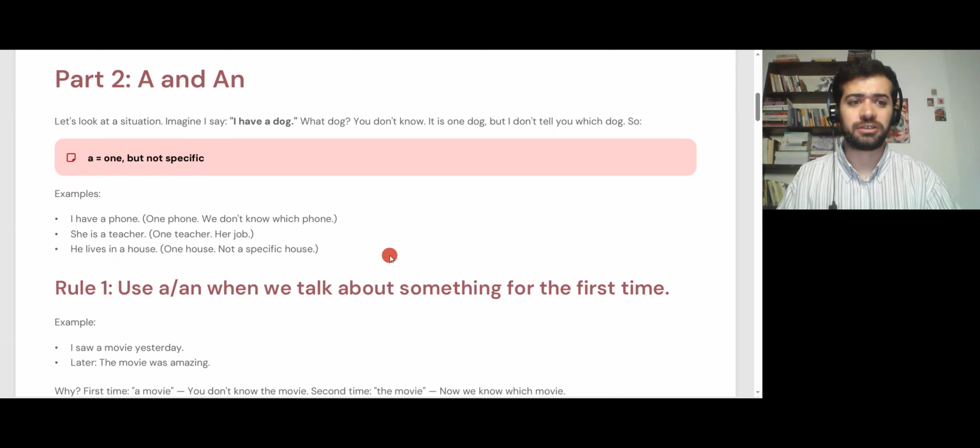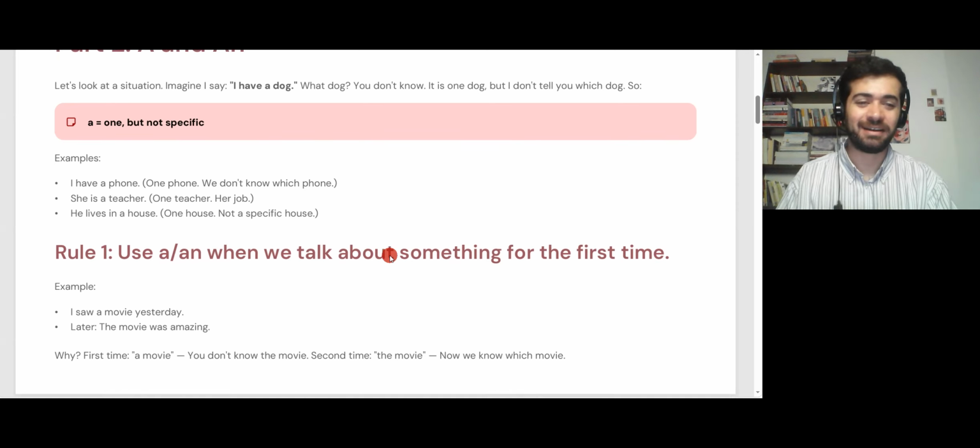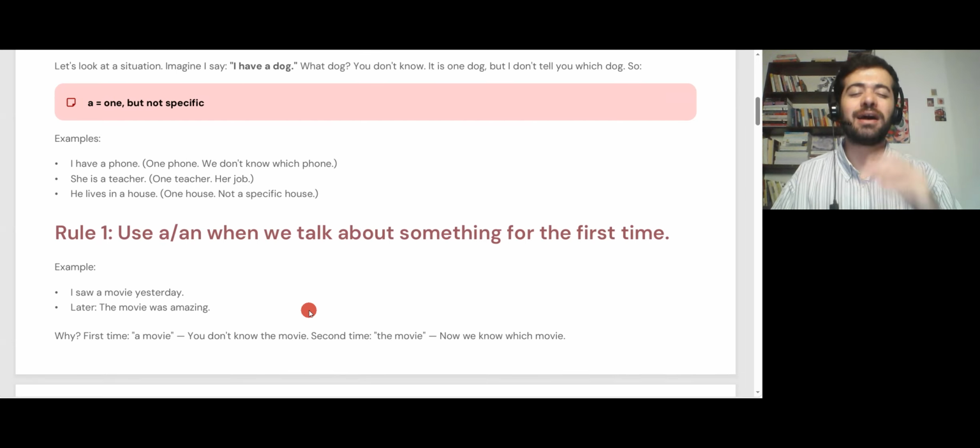She's a teacher. One teacher. That's her job. He lives in a house. Do you know which house I mean? No, it's not a specific house. It's just a house, among a million houses. Rule 1: use a or an when we talk about something for the first time. I saw a movie yesterday, because this is the first time I'm talking about the movie.